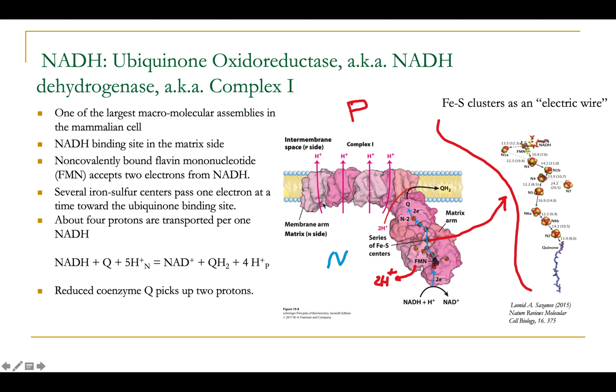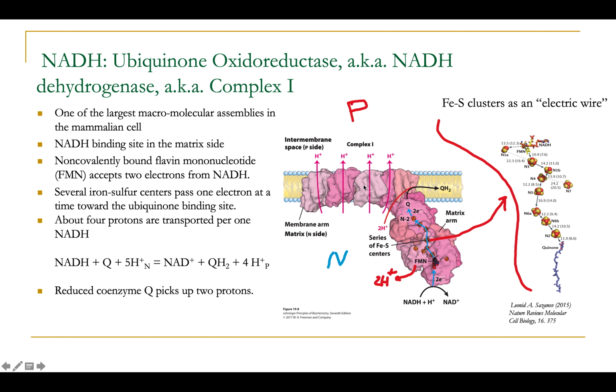So the function of complex 1 pumping protons outside generates the charge distribution between the inner and outer mitochondrial membrane such that the matrix becomes partially negatively charged and therefore is referred to as the negative side, and the outside luminal space of the mitochondria becomes partly positively charged and therefore is referred to as the positive side.